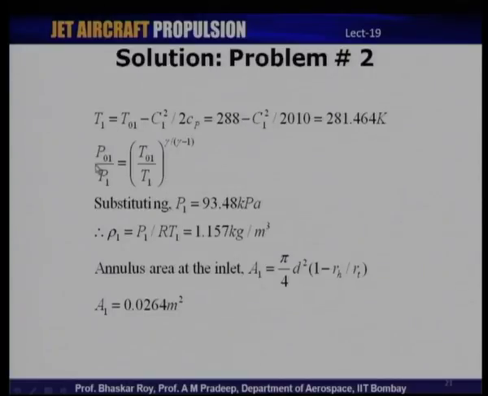281.464 Kelvin. And from isentropic relations, we also have P01 by P1 is equal to T01 by T1 raised to gamma by gamma minus 1. P01 is given, T01 is known, T1 we have just now calculated. So, if you substitute all these three values, we can simplify and calculate P1, which is static pressure at the inlet, and that comes to be 93.48 kilopascals. So, if you substitute for P1 and T1, we can calculate density at the inlet. This is 1.157 kilograms per meter cube.